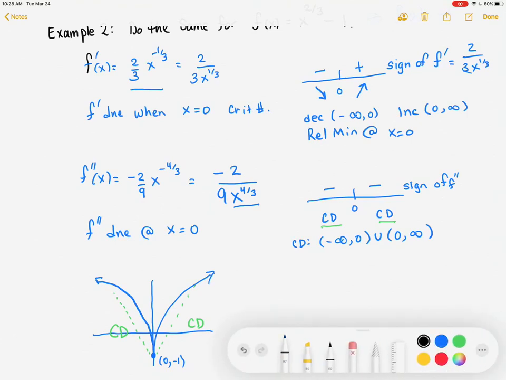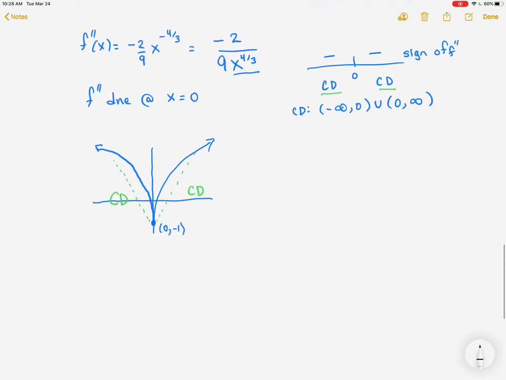Now, one last thing I want to mention from the rest of this section is that we have a nice byproduct of the second derivative telling us about concavity, and it's going to be called the second derivative test for relative extrema.